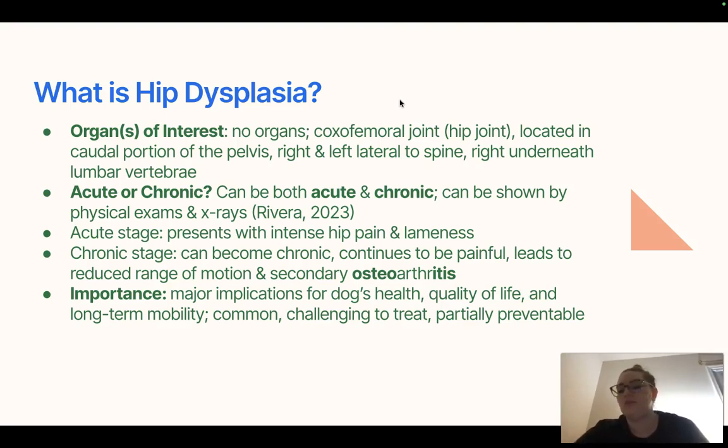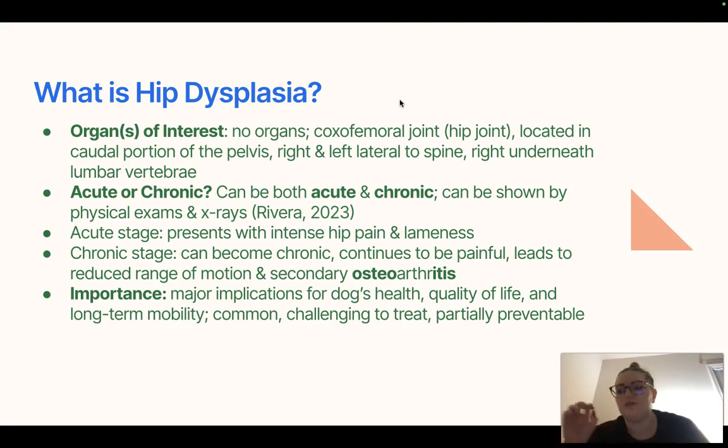And the importance, there's major implications for the dog's health, the quality of life, and long-term mobility. It is very common in larger breeds of dogs. It's challenging to treat, and it's partially preventable. Again, this all just depends on the severity, the age of onset, and the dog's size and their activity levels. But once damage occurs, it really can't be reversed.